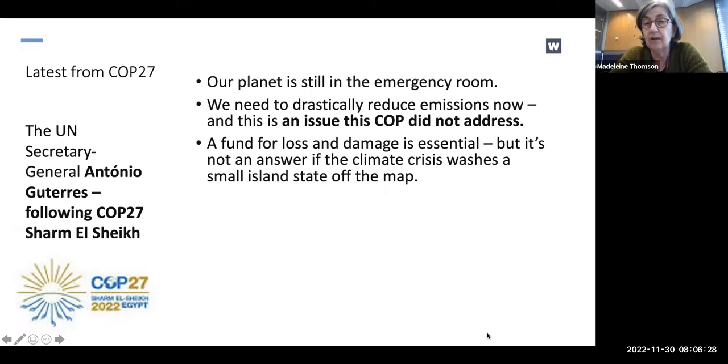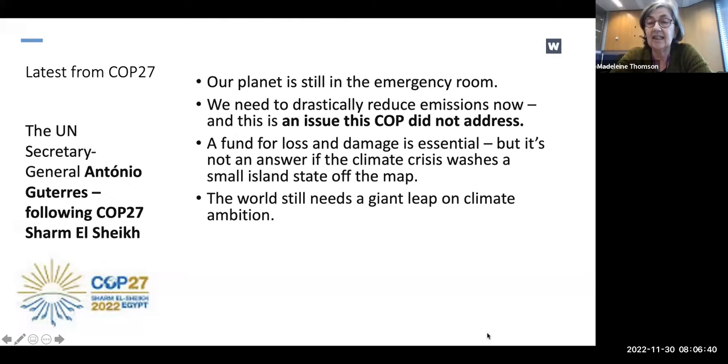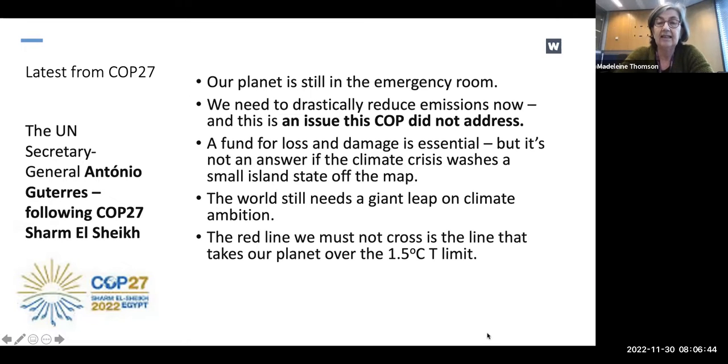A positive outcome was a fund for loss and damage, which is essential, but it doesn't answer the climate crisis about washing away small island states, for instance, off the map. And the world still needs a giant leap on climate ambition. And finally, the red line we must not cross is the limit that our planet shouldn't exceed 1.5 degrees above pre-industrial temperatures. So a fairly gloomy report from COP27.